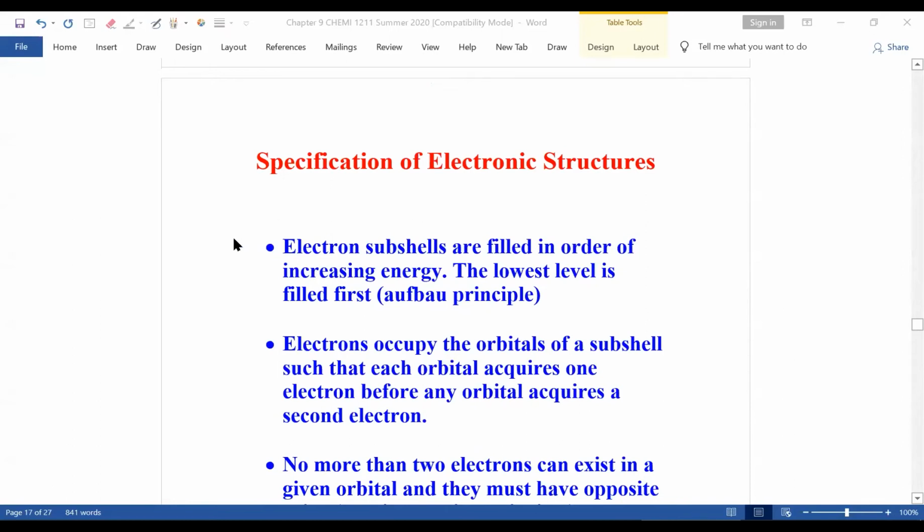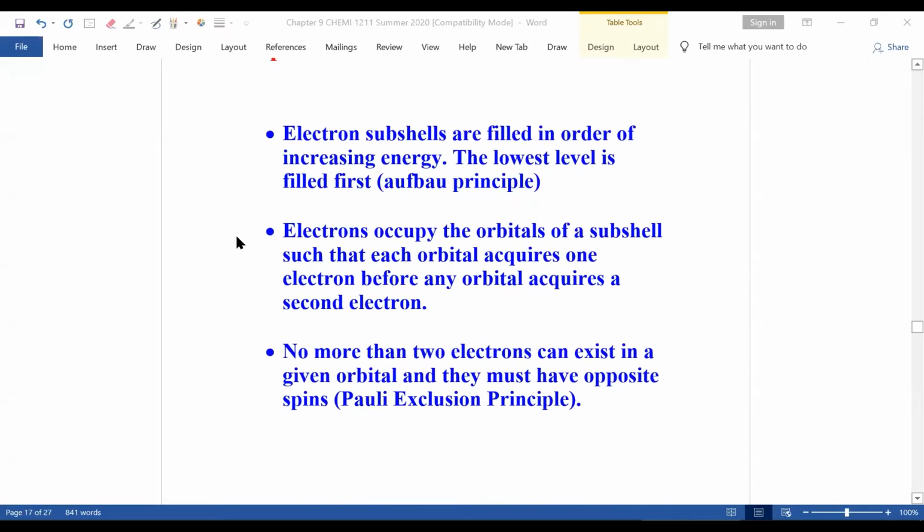Now, when you're showing where the electrons are, and don't memorize this chart, but I just want to go over it. Electron subshells are filled in the order of increasing energy. You always start with the lowest one. And this has a name called the Aufbau principle.